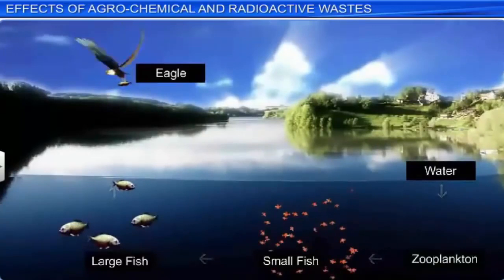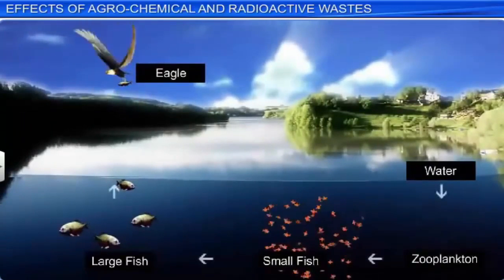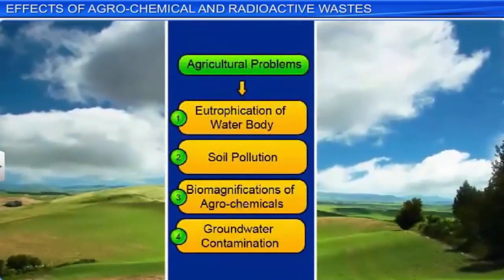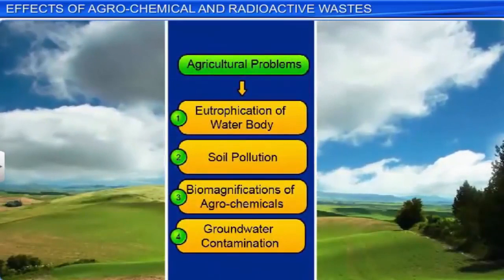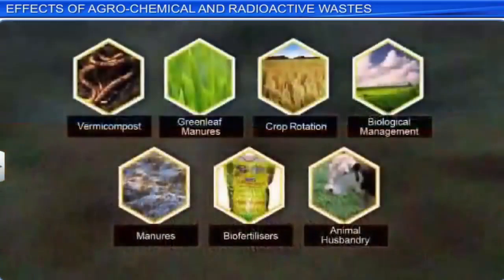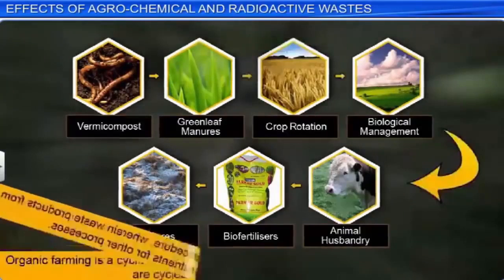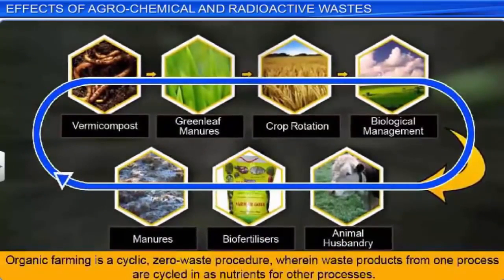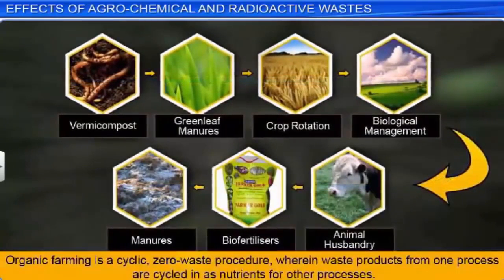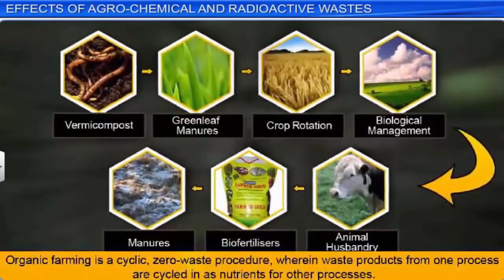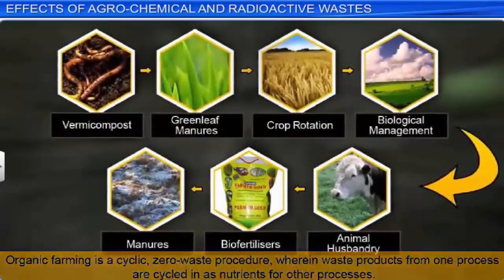Apart from biomagnification, there are some serious agricultural problems that need immediate attention. One of the best ways to address this problem is by incorporating organic farming. Organic farming is a cyclic, zero-waste procedure where waste products from one process are cycled in as nutrients for other processes. This allows the optimum use of resources and increases production.